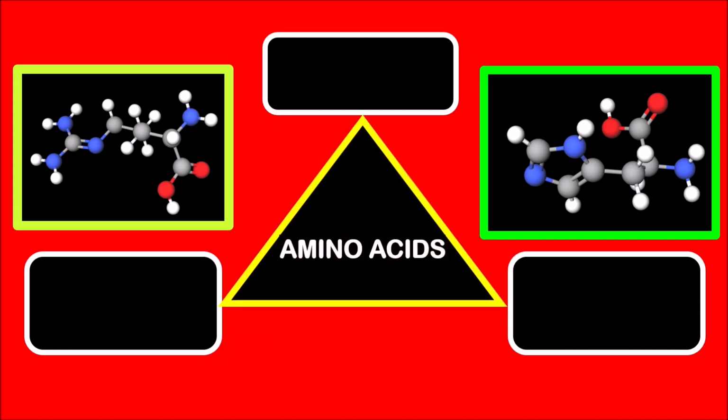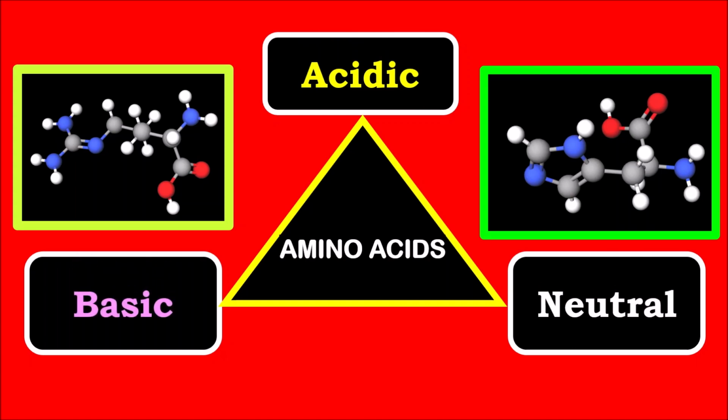So in this video we are going to learn another classification of amino acids, that is, to identify whether an amino acid is acidic, neutral or basic. That is what we are going to see in this video. Before understanding the classification, let us first try to understand the chemical nature of the functional groups.